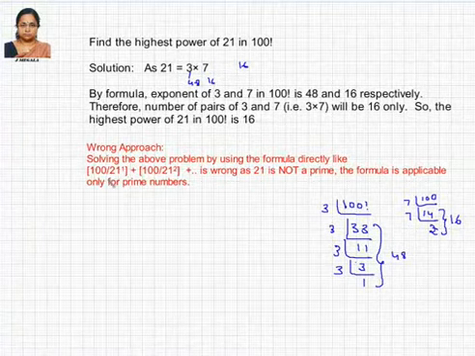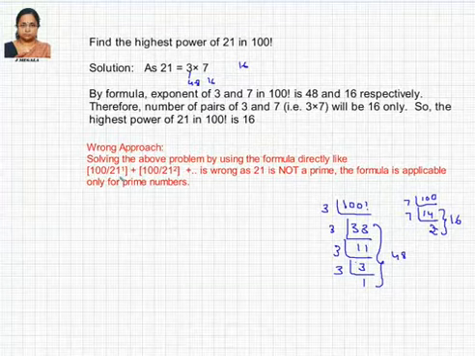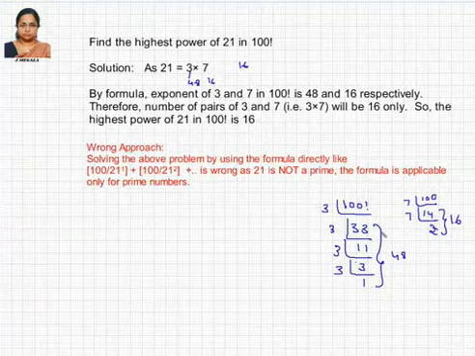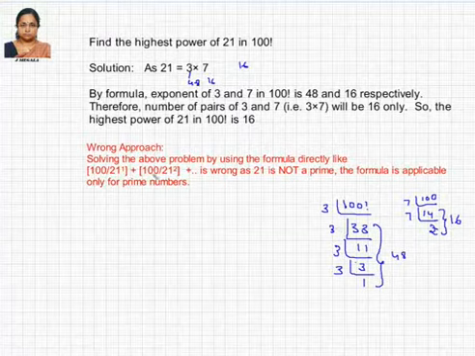Okay, the wrong approach is, if you are trying to take this 21 and divide it, that's the wrong way. You cannot apply the successive division method here to find this number of 3's or 7's. You can't do the same thing for the composite number. So it has to be done only in this way.